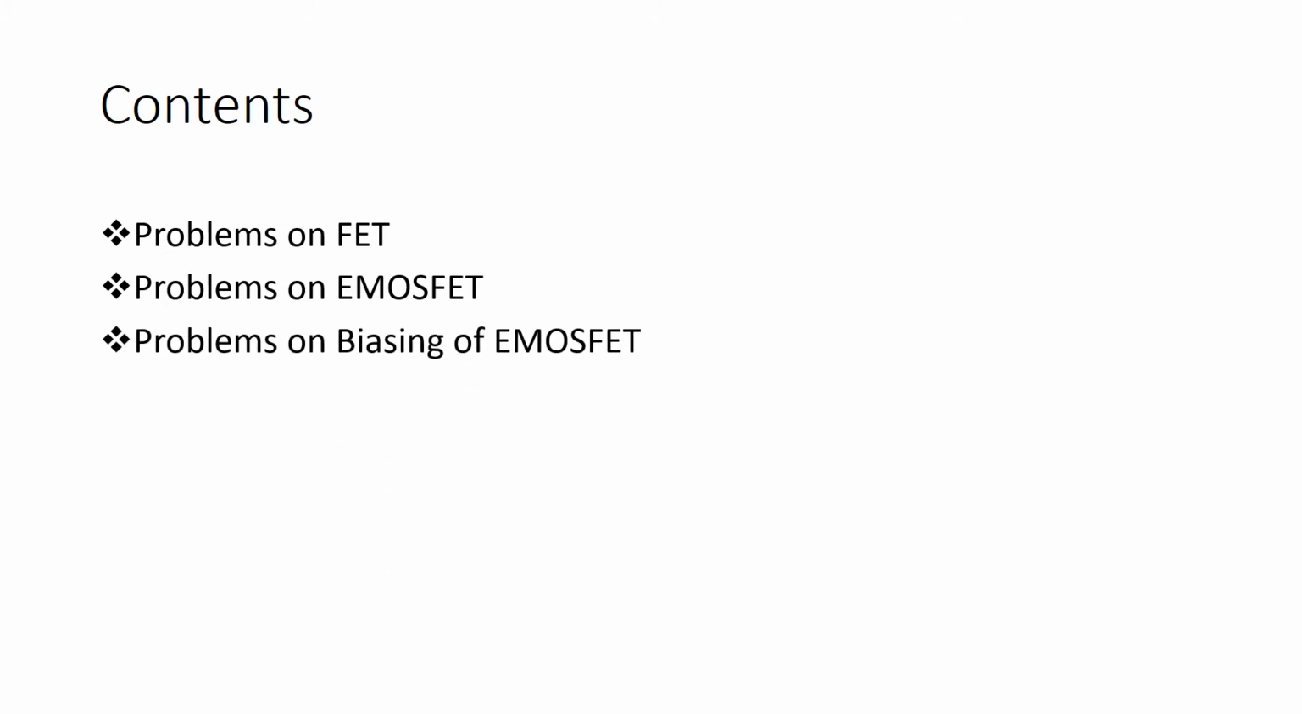Contents of this session: problems on field effect transistor, problems on MOSFET, problems on biasing of MOSFET. So it includes the biasing circuits, self-bias, and voltage divider bias.